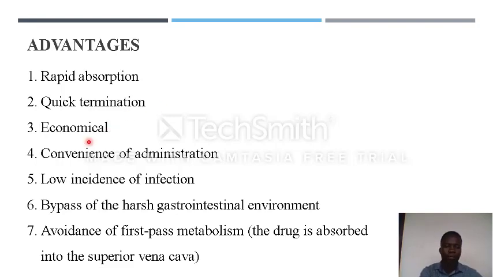It's economical, with convenience of administration. There's a low incidence of infection and bypass of the harsh gastrointestinal environment, as I explained earlier. Avoidance of first pass metabolism. Yes, so these are the advantages of the sublingual route of drug administration.